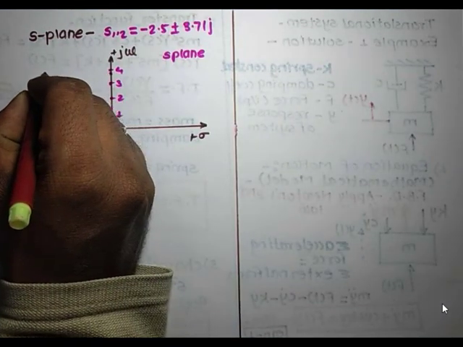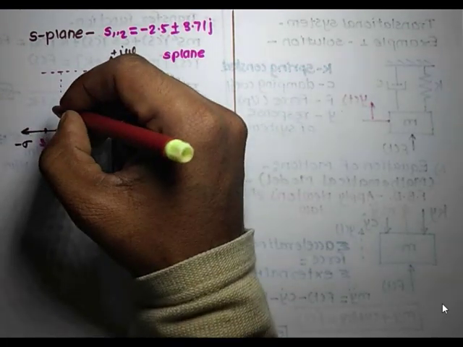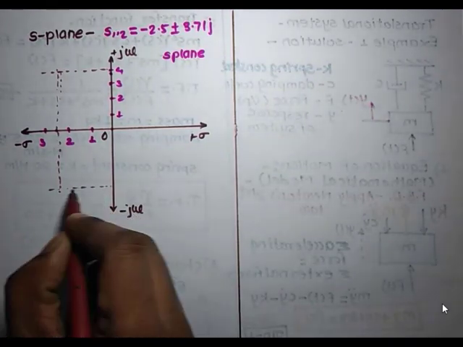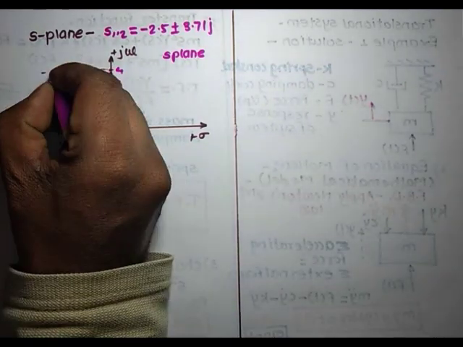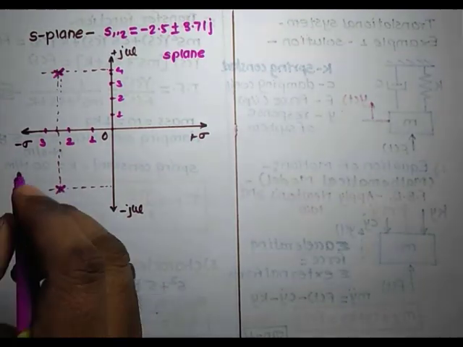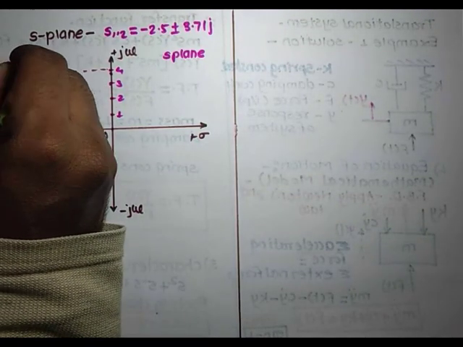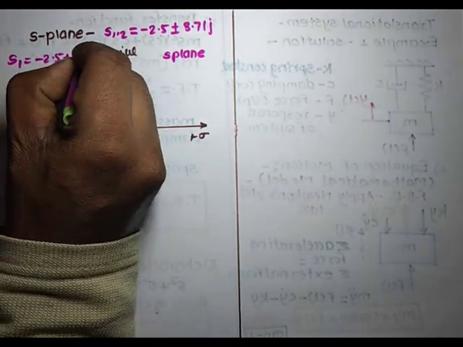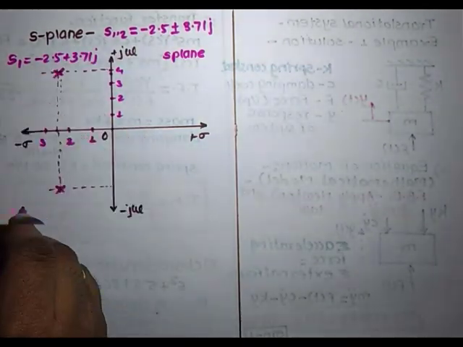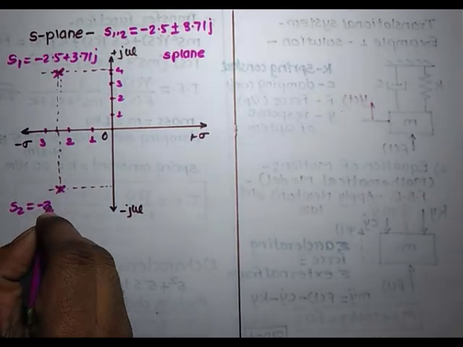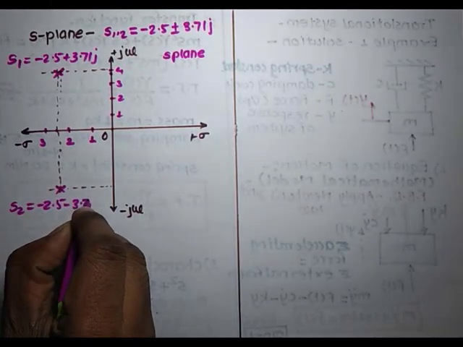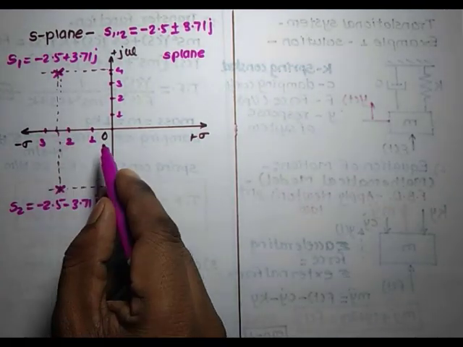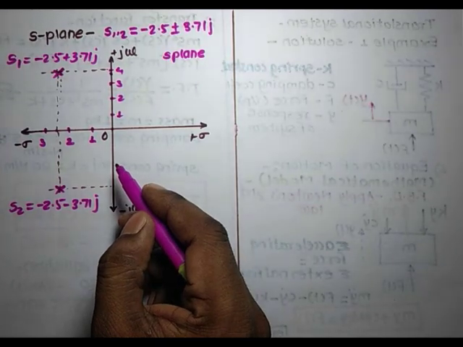If you take the intersecting point of the real and imaginary values, and by taking the symmetric side, we'll get the location of a pole. This one will be S1 is equal to minus 2.5 plus 3.71j, and S2 is equal to minus 2.5 minus 3.71j. One can clearly observe these two roots lie on the left half plane, so the system is stable.